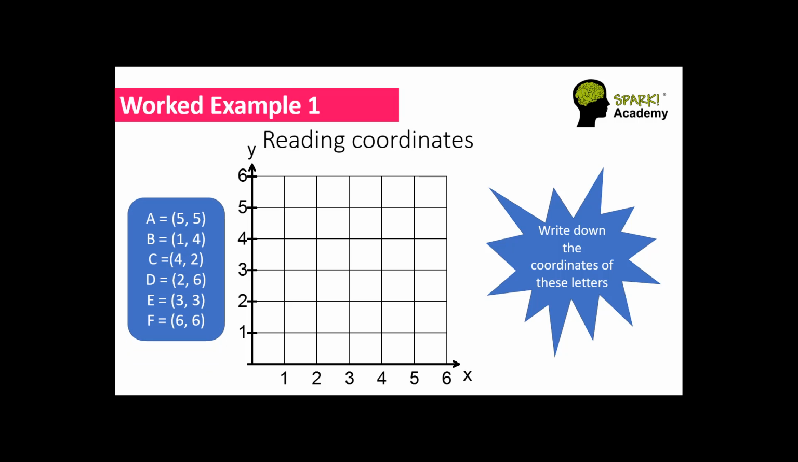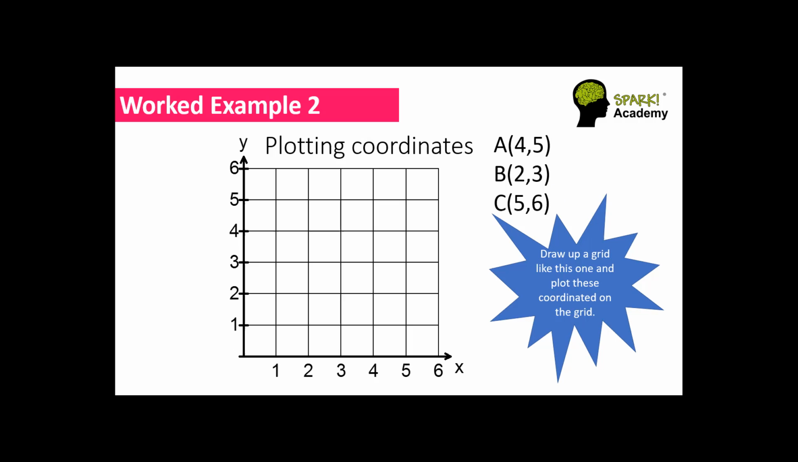So A was 5, 5. I wonder if you were right with this. B was 1, 4, C is 4, 2, D is 2, 6, E is 3, 3, and F is 6, 6. Because remember, we're going along the corridor and then up the stairs.